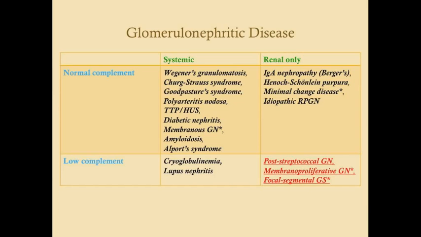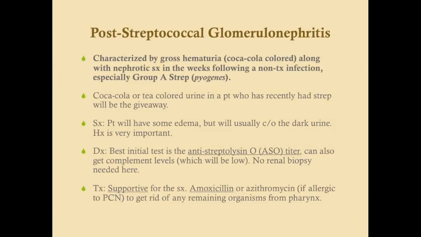So the final 3, we're getting there, is renal restricted to the kidneys and has low complement. So post-streptococcal glomerulonephritis is characterized by gross hematuria, which is Coca-Cola colored or tea colored, and that's what causes the patient to come in. And then when you quiz the patient on anytime they come in with Coca-Cola colored urine, you're going to want to ask them, have you had an upper respiratory tract infection?